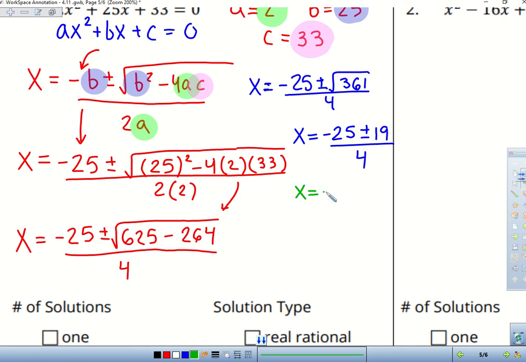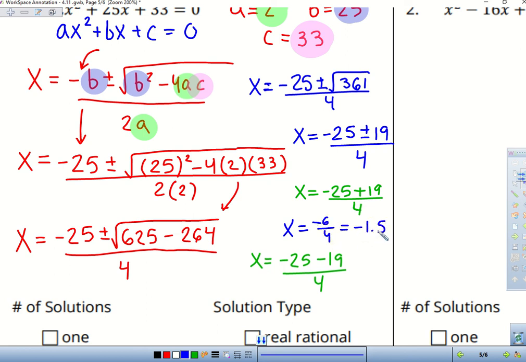We have x equals negative 25 plus 19 over 4, and we have x equals negative 25 minus 19 over 4. Now if you simplify each of these, this one up here is going to give me negative 6 over 4, which is equal to negative 1.5. And this one down here gives me negative 44 over 4, which comes out to be negative 11.